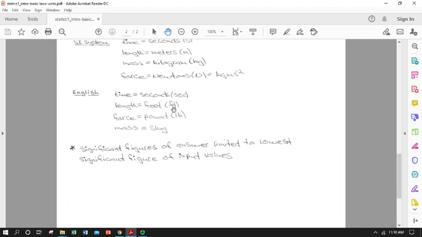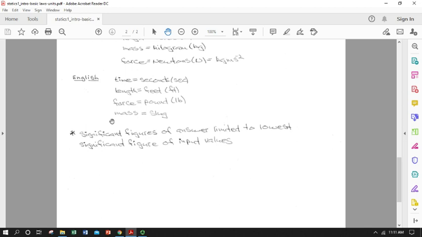Length, the standard unit of length, is a foot. Force is pounds, so this is pounds force, for which the mass unit is a slug. Right? So mass in the English system is not pounds, it's slugs. So pound is not mass, it's force. So when you get pounds per square inch, that's force per unit area or pressure.